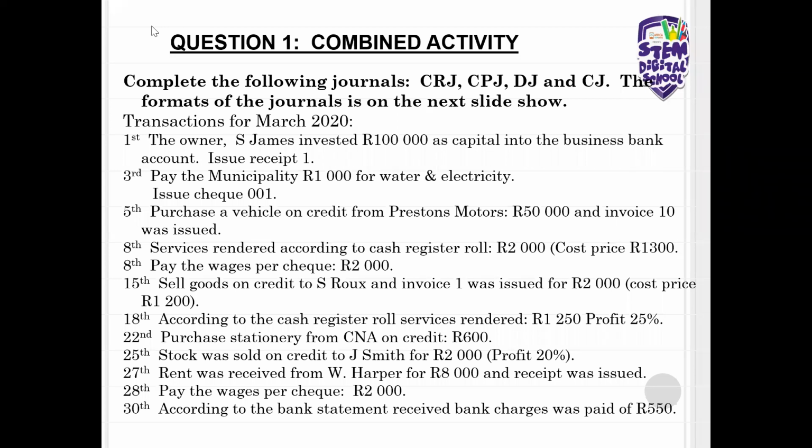Okay, another question from Tandu. Ma'am, on day 5, what is the profit percentage? On day 5, it says purchase a vehicle on credit from Preston's Motors, 50,000, and invoice 10 was issued. You don't need a profit percentage there. It's about credit purchases. Yes, I don't want to help you any further on that one, but I can just tell you, you don't need a profit percentage there.